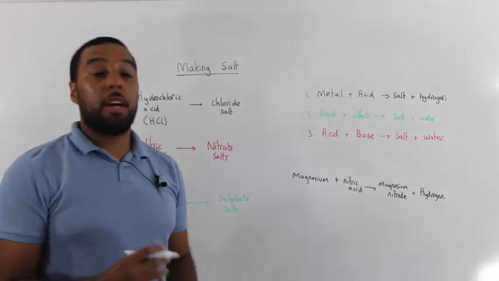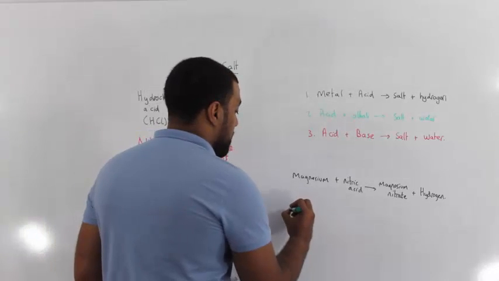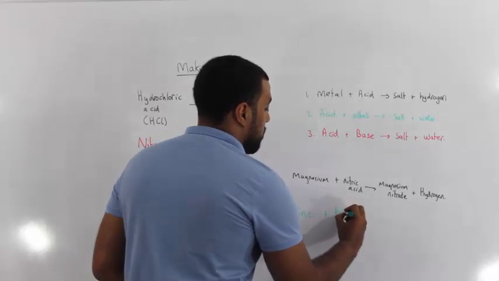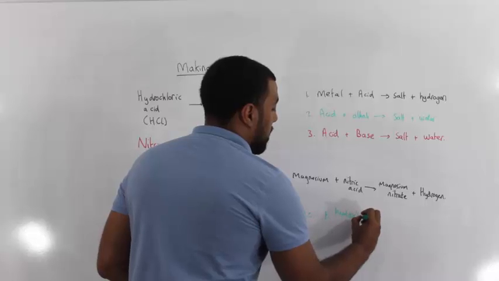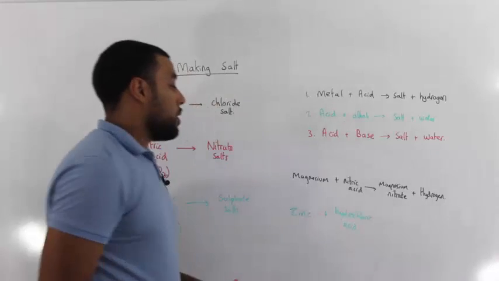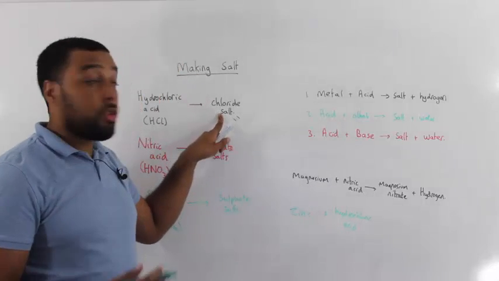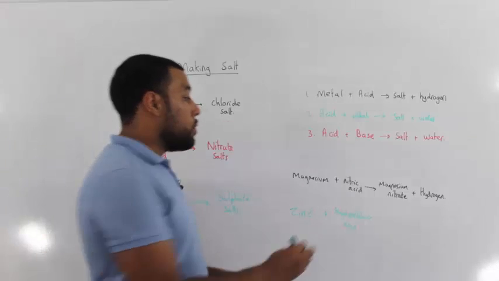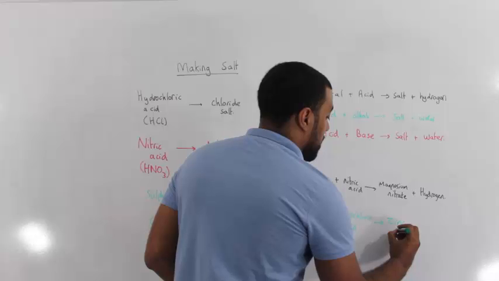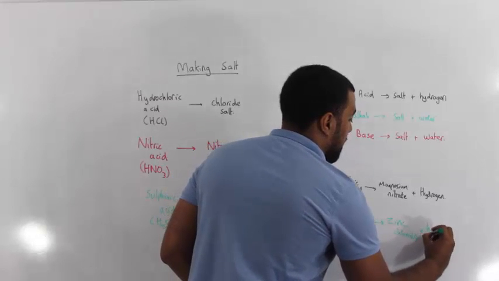I'll give you guys another example. What about if we used zinc and hydrochloric acid? Well, hydrochloric acid produces chloride salts, so the salt would be called zinc chloride and hydrogen.